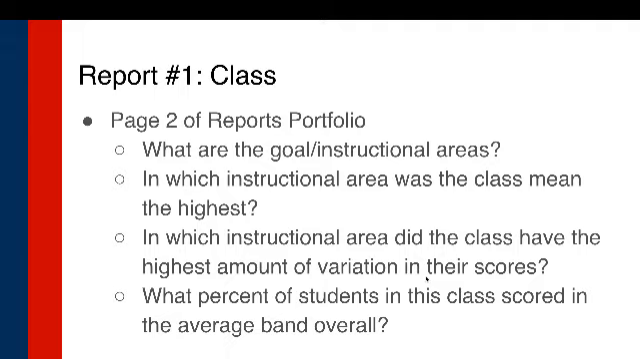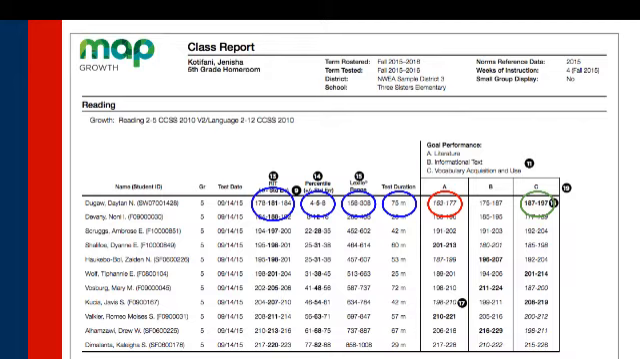All right, so on page 2 of the reports portfolio that was included in the document earlier, you can see that you can answer what are the instructional areas, in what instructional area was the class mean the highest, in what instructional area did the class have the highest amount of variation, and what percent of students in this class scored in the average band. And I'm going to show you the answers to all of these questions on the next screen.